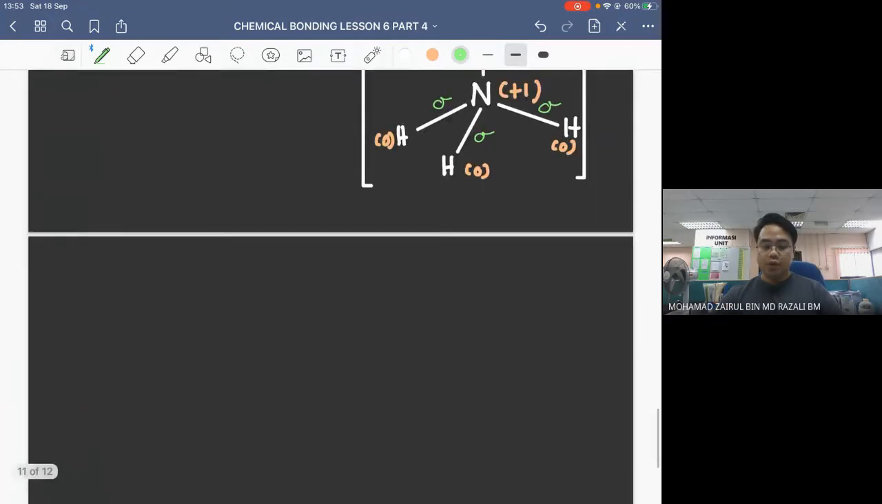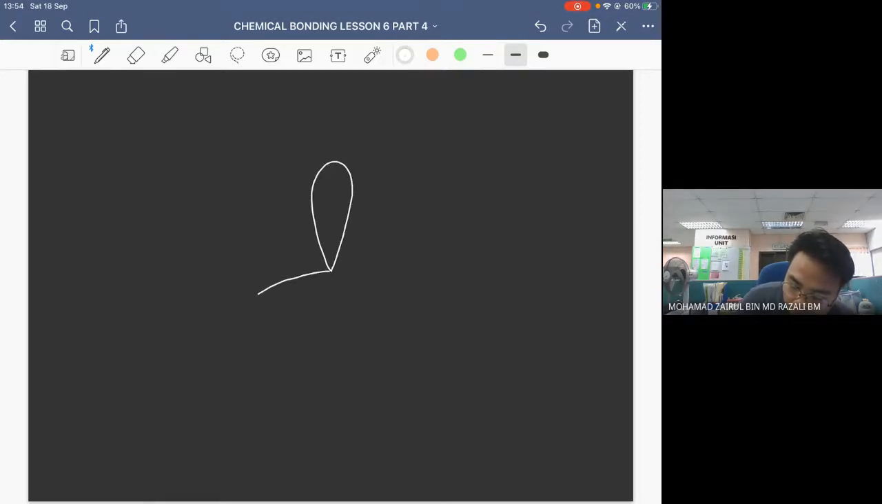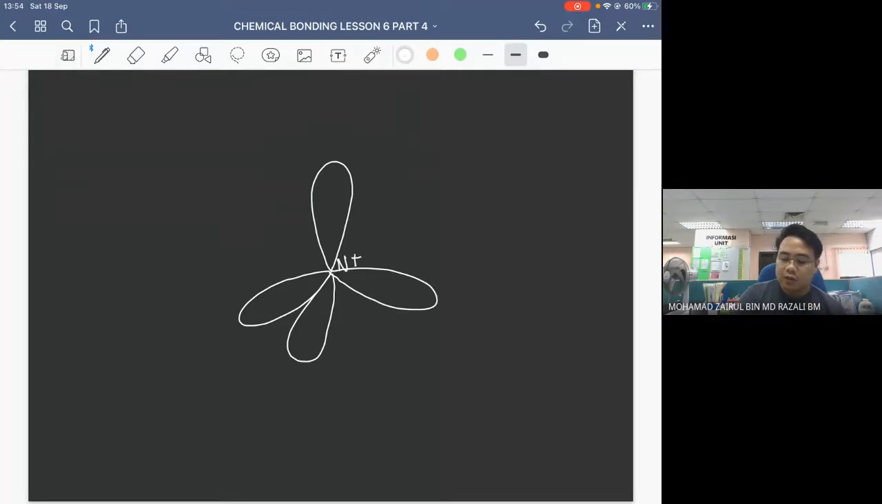Okay, so kita boleh draw dia punya orbital overlapping diagram. So kita tahu nitrogen tadi sp3 maknanya tetrahedral. Tetrahedral maknanya dia punya ada 4 lobes dan dia punya bond angle dia adalah 109.5. So lukis 1, 2, 3, 4. Okay, so ini adalah N plus kan sebab dia formal charge positive 1. So kita label terus dia punya lobe. Okay, lukis terus dia punya unpaired electron.